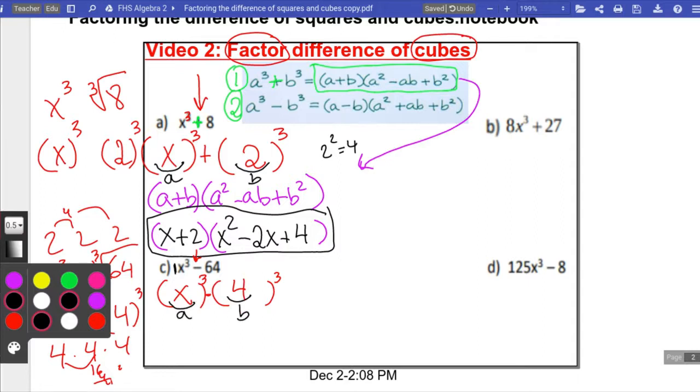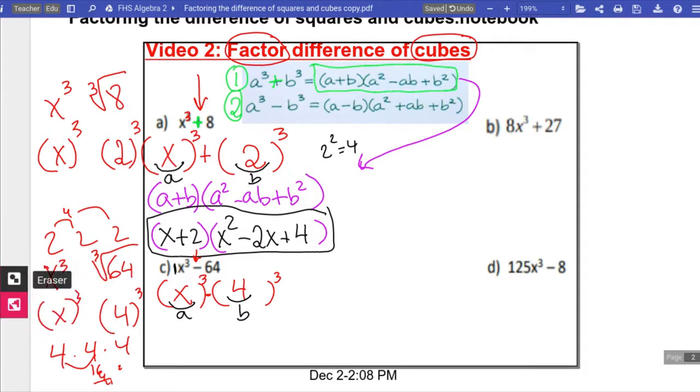All right, which formula are we going to use? Let's identify a formula. Am I going to use the first one or would I use the second one?